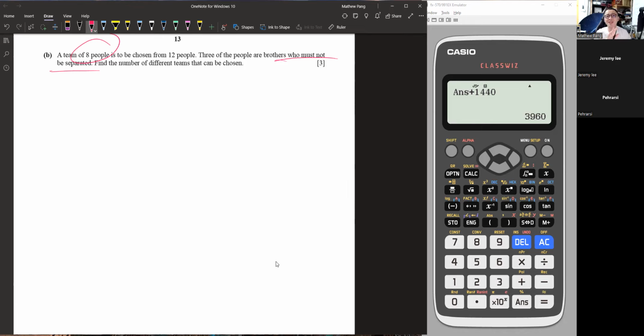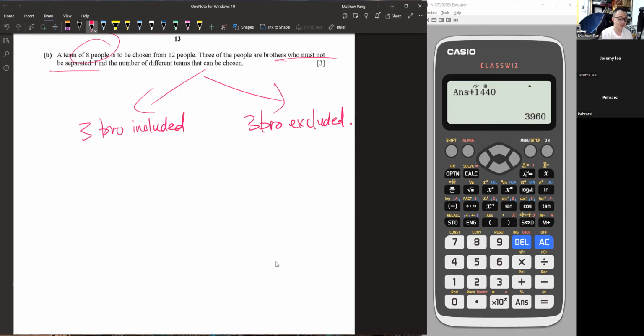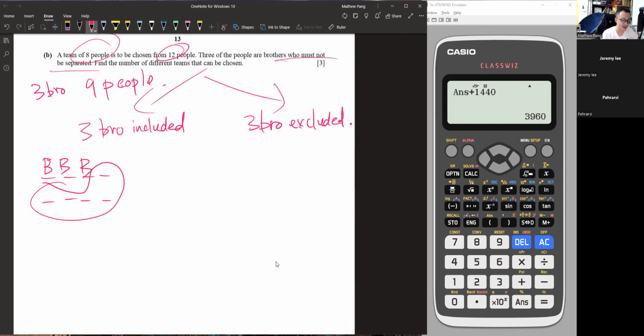The question doesn't say these 3 brothers must be included or must be excluded. So I have 2 options, which is the 3 brothers are included, and second is the 3 brothers are excluded. So among these 12 people here, I will say 3 are the brothers and 9 are just random people. So if I want to include these 3 brothers into a team of 8 people, these 8 people, right? 1, 2, 3, 4, 5, 6, 7, 8. I already fill in 3 places for the brothers already. So I only have 5 places left from this 9, right?